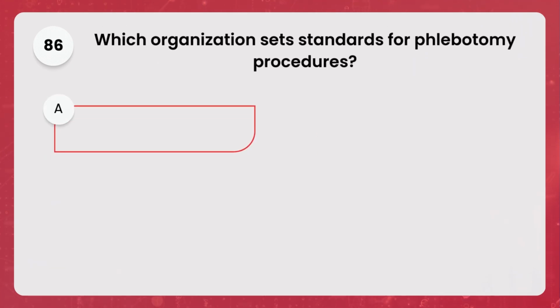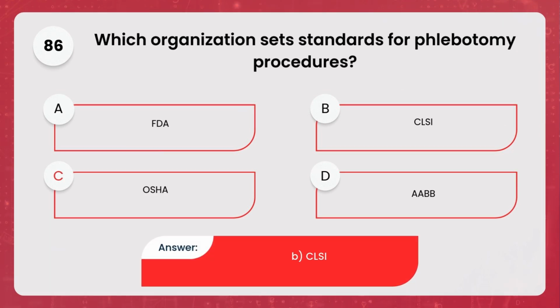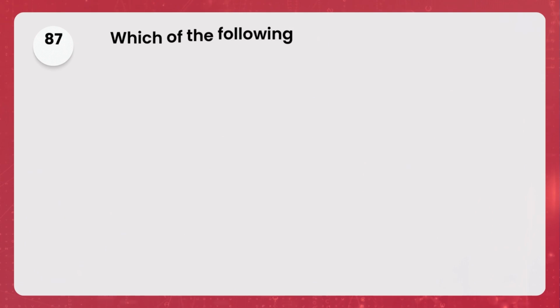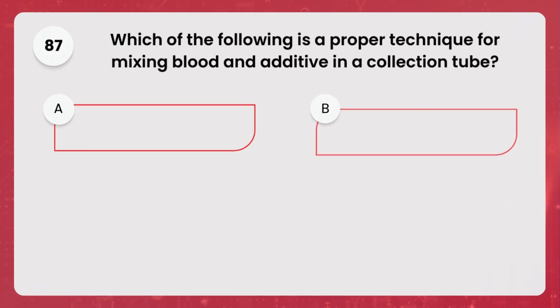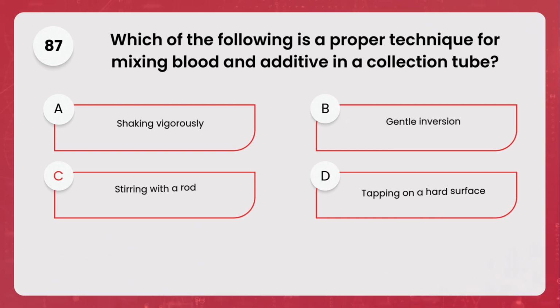Number 86. Which organization sets standards for phlebotomy procedures? A. FDA. B. CLSI. C. OSHA. Or D. AABB? The answer is B. CLSI.